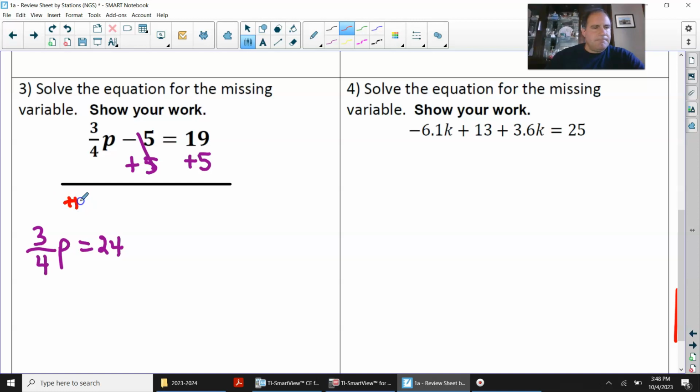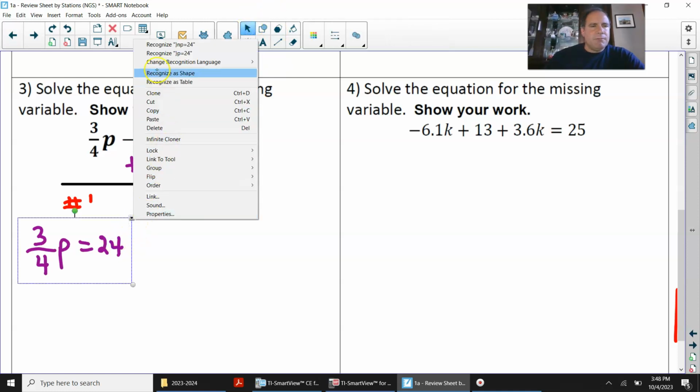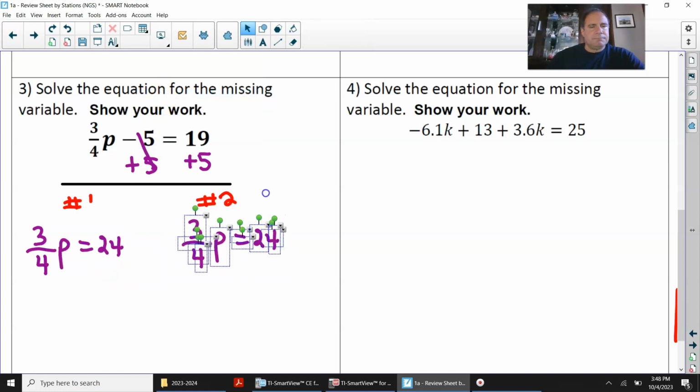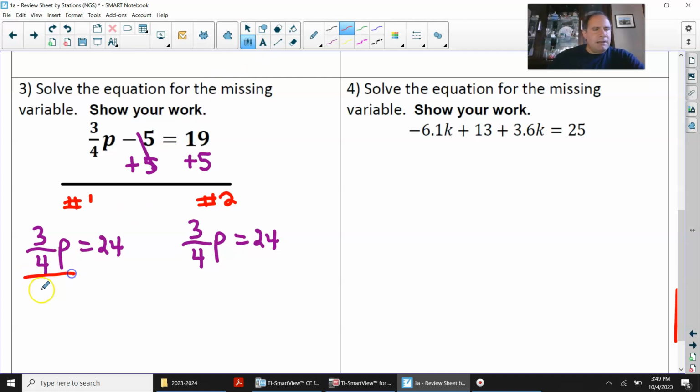This is method number 1 and method number 2. Just remember, pick one way and go with it. So for this way, a lot of the 8th graders like to divide by whatever's next to the P. And then this will cancel, and you get P equals.